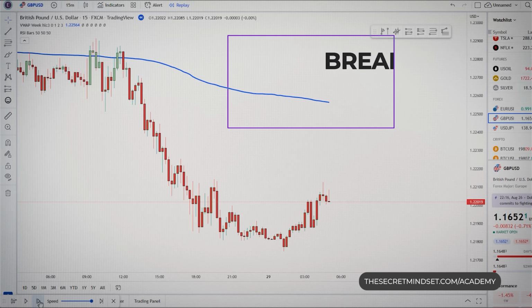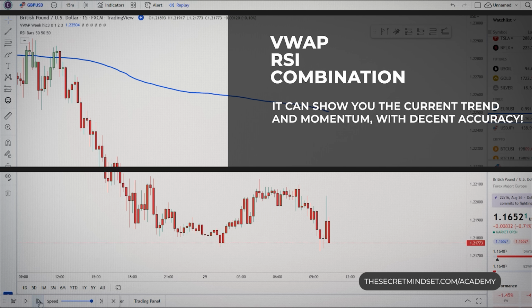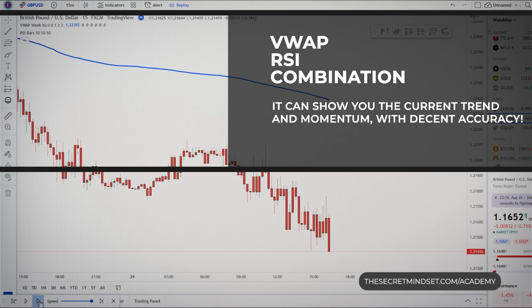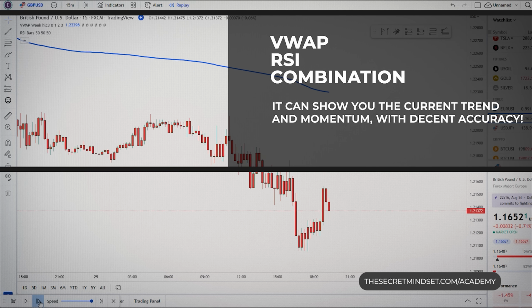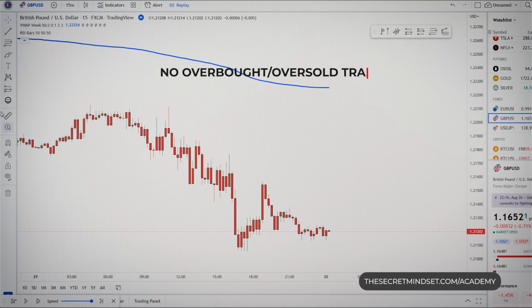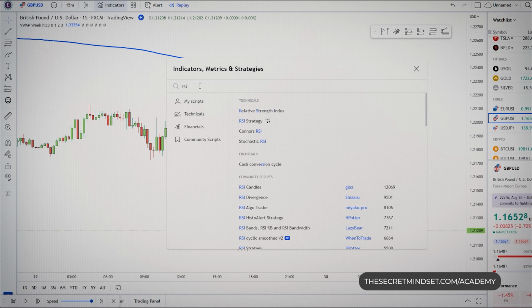Yes, the RSI is lagging and it offers many false signals on the lower timeframes, but if you can use it correctly with the right settings, it can show you the current momentum with decent accuracy. And no, we won't use the RSI as an overbought or oversold indicator. We'll use its 50 line instead.